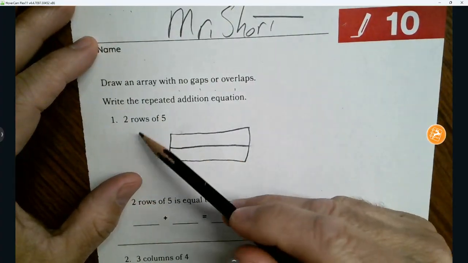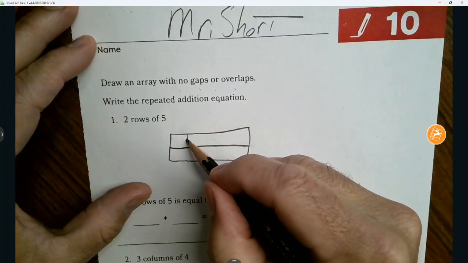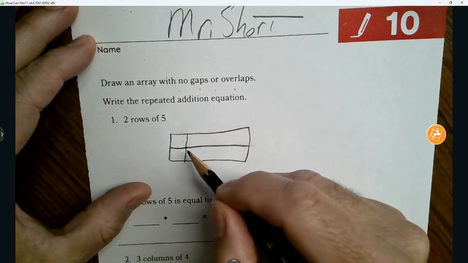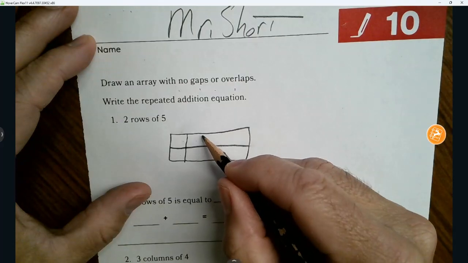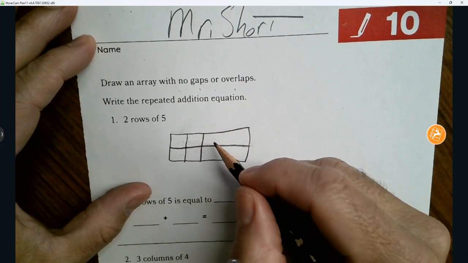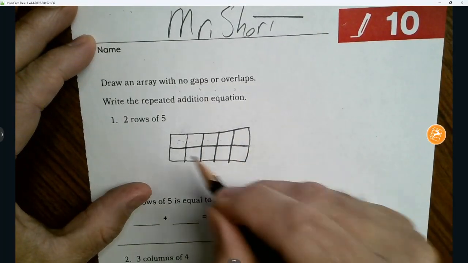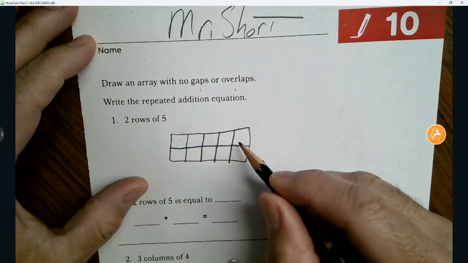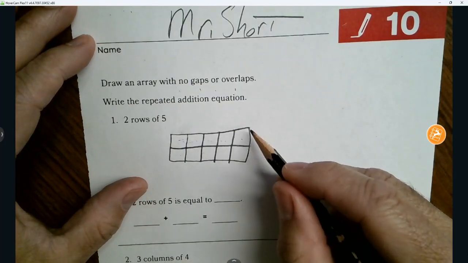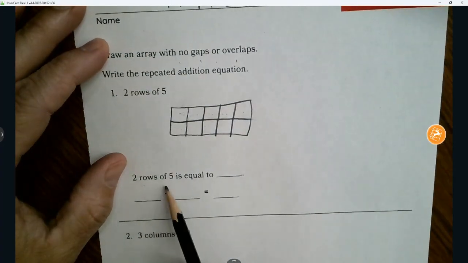All right. So now we need 2 rows of 5. So right now I have 2 rows of 1. Now I have 2 rows of 2, right? 1, 2, 1, 2. 1, 2, right? 3. 1, 2, 3, 4. 1, 2, 3, 4, 5. And I know my rectangle isn't the best down here. It got a little wonky, but it still works. All right. So 2 rows of 5 equals.